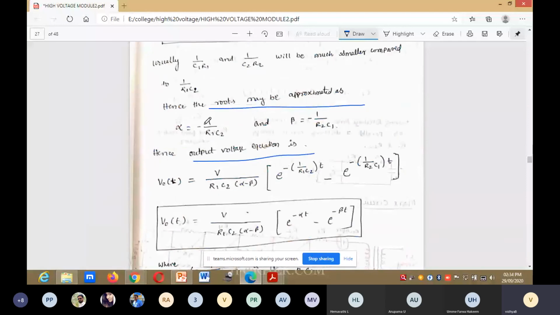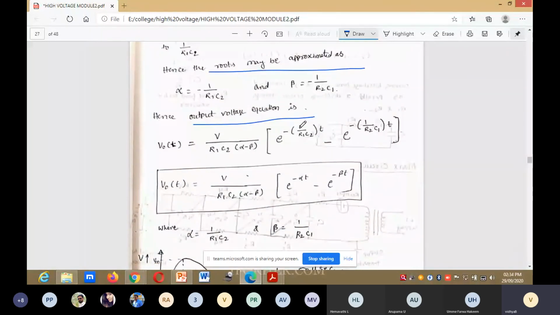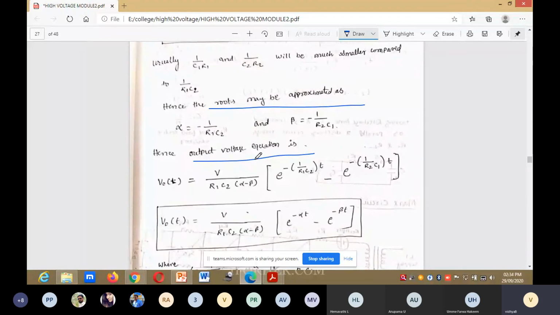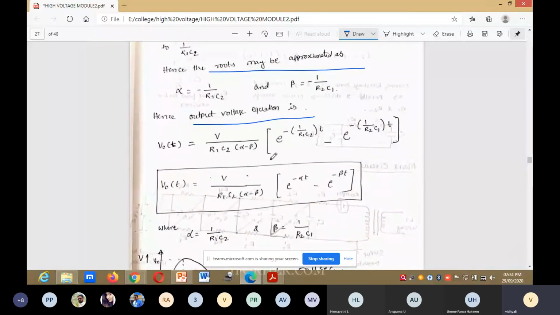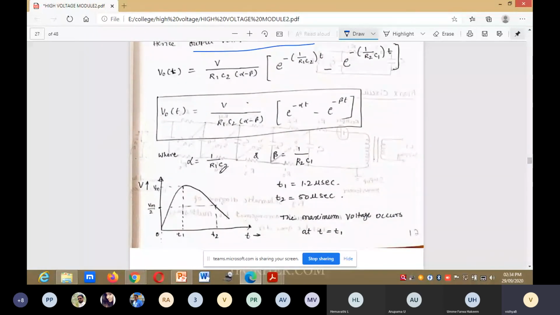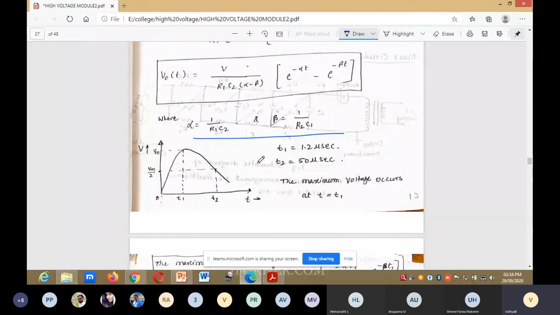Alpha is equal to minus 1 divided by R1 C2 and beta is equal to minus 1 divided by R2 C1. If we substitute, we get e to the power of minus 1 divided by R1 C2 into t minus e to the power of minus 1 divided by R2 C1 into t. We have substituted the values of alpha and beta. Next, you'll get e to the power of minus alpha t minus e to the power of minus beta t. Either you substitute or write directly as it is.